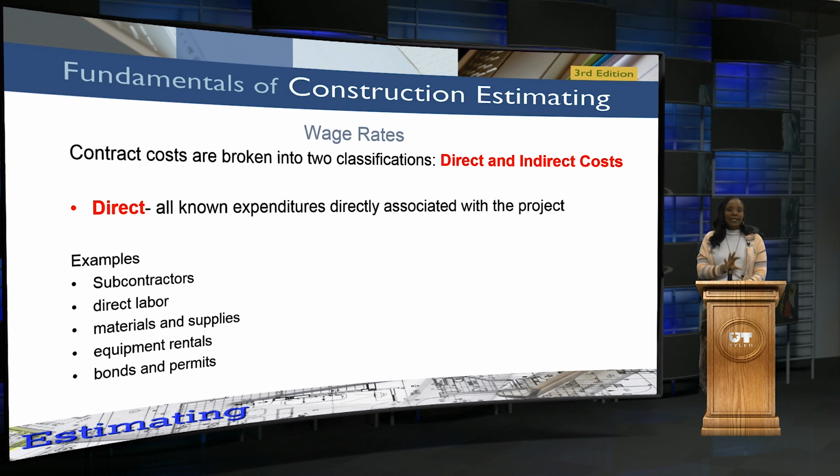The direct costs are basically all of your known expenditures that are really going to be associated with the project, okay? So just as a few examples that we have on here: subcontractors, materials and supplies, your equipment rentals, bonds, permits, things of that nature. That direct cost is strictly related to that project.